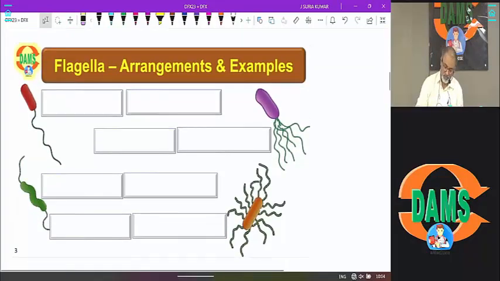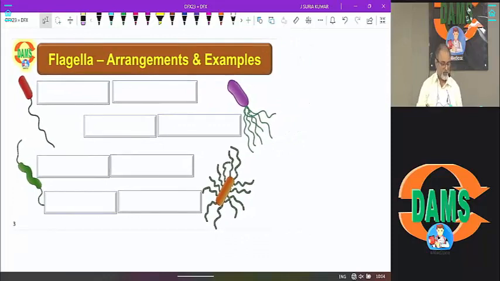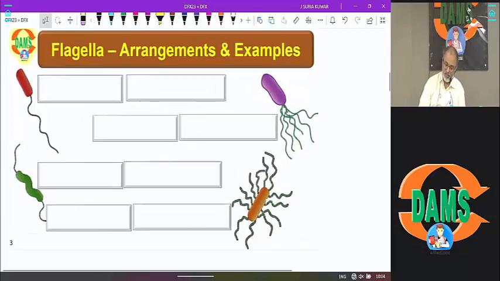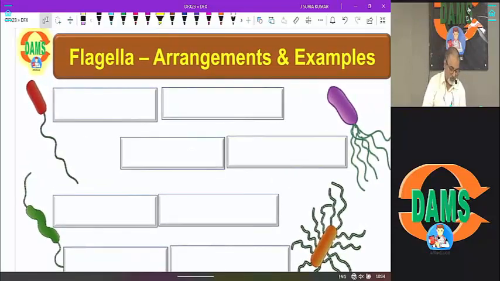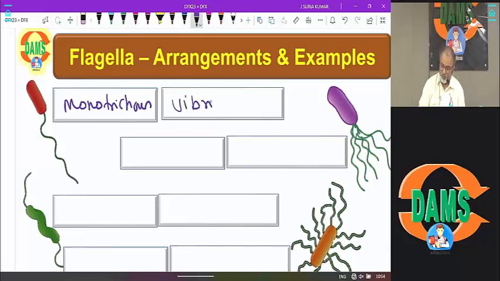Next is flagella. What are the different flagellar arrangements? See carefully. This is called what trichous? Monotrichous. Example, Vibrio, Campylobacter. Many are there.